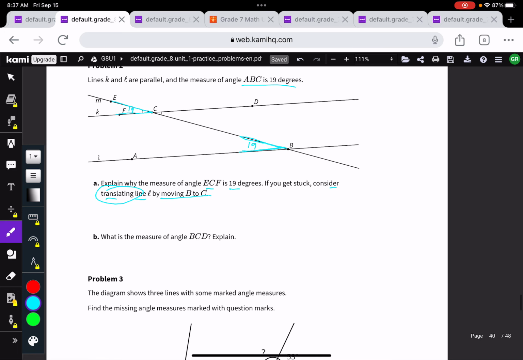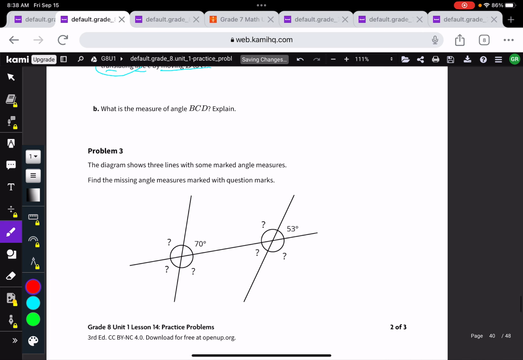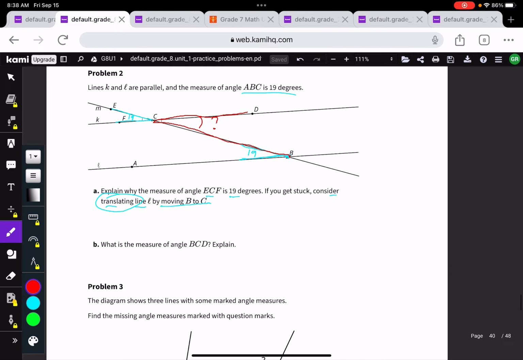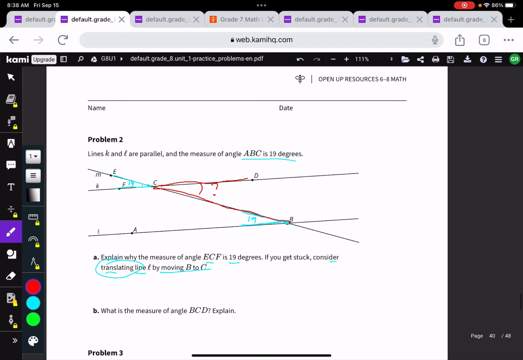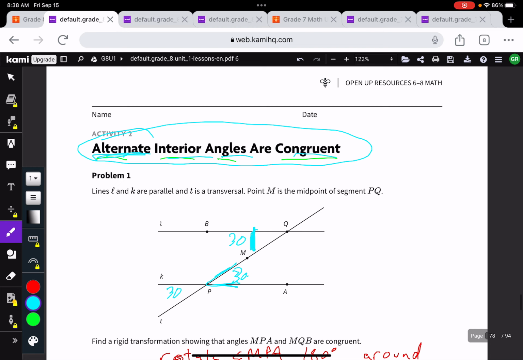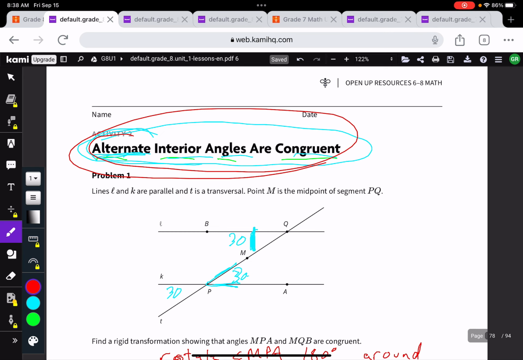And then it says, what is the measure of angle BCD? The most difficult part in these, hopefully it's not that hard, is just identifying what angle they are saying. They're saying BCD. What's that one? And then explain. So we just give a short explanation of why that works. And if you need a clue on what the explanation is, you can say this. You can say that. That's as good an explanation as anything.